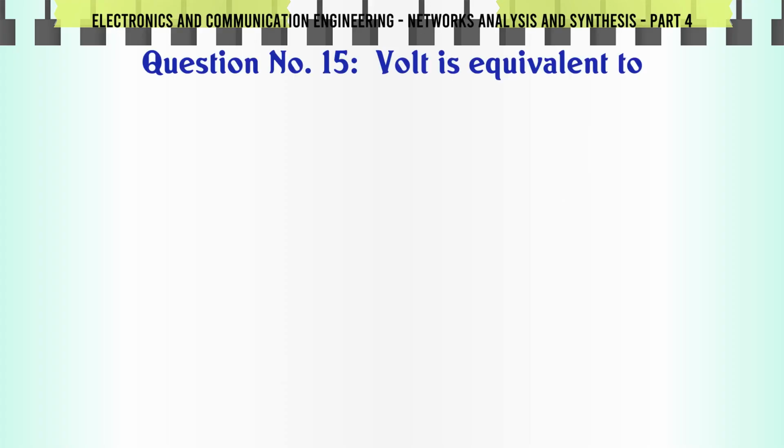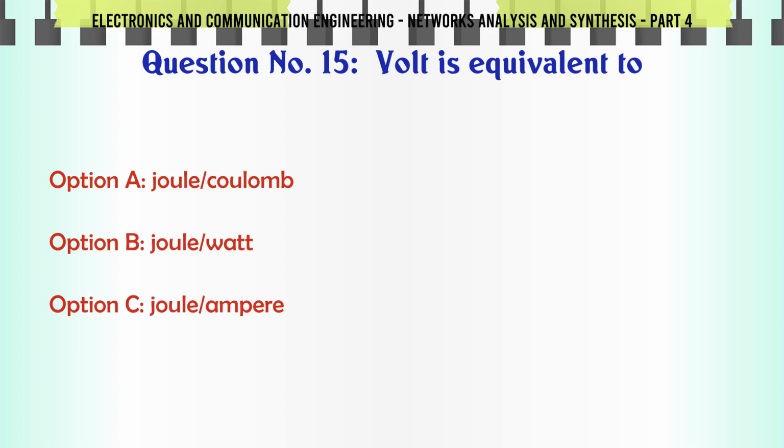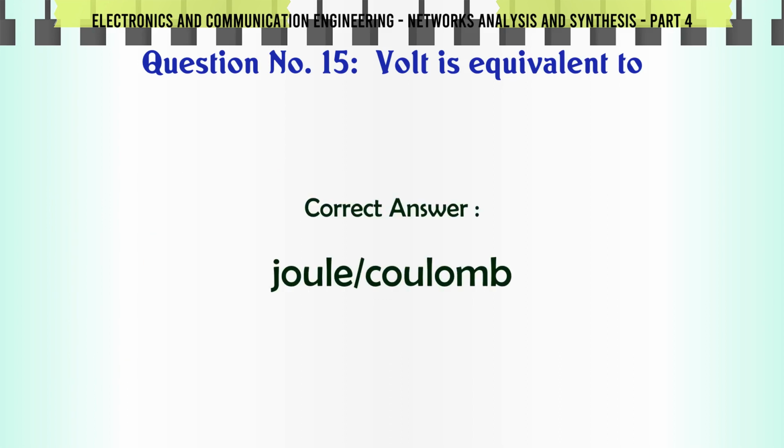Volt is equivalent to A: joule/coulomb, B: joule/watt, C: joule/ampere, D: joule/volt. The correct answer is joule/coulomb.